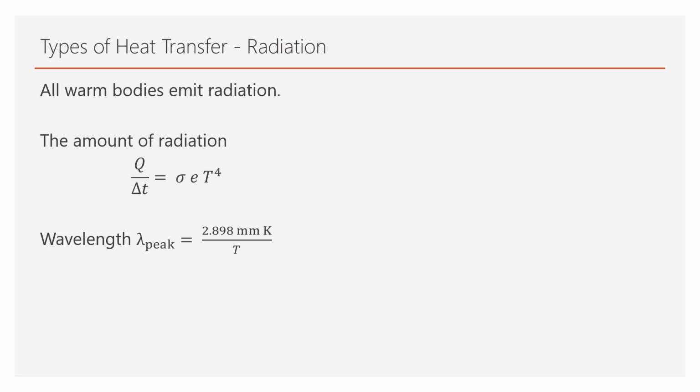Sigma in this equation is the Stefan-Boltzmann constant, and E is the emissivity, which is a parameter that varies from 0 to 1 and determines how good of a radiator the object is.